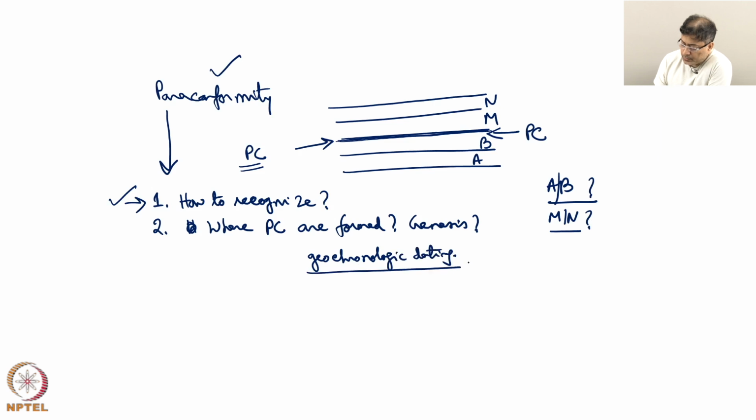Suppose rock M and rock B are dated, and a significant time gap is found. Then we can think that the contact between M and B can be a paraconformity. But the geochronological dating technique is time taking, and in the field it is not possible to use. Is there any way to recognize the paraconformity in the field? The answer is yes, based on fossils.